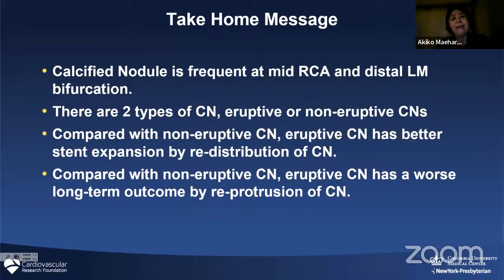So to summarize, the calcified nodule is frequent in the mid right coronary artery and distal left main. I didn't show this data, but that's true based on our other data. And also, there are two types of calcified nodule: one is eruptive, the other is non-eruptive. Compared to non-eruptive calcified nodule, eruptive calcified nodule has better stent expansion by redistribution of the calcified nodule. However, when we consider the long-term outcome, eruptive calcified nodule has worse outcome because of the reprotrusion of the calcified nodule. Thank you.